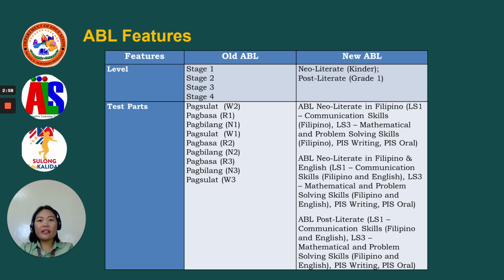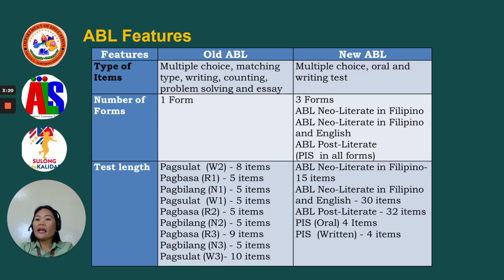For the test parts, the old ABL has 9 parts and the new ABL has 3: ABL neo-literate in Filipino, ABL neo-literate in Filipino and English, and ABL post-literate. Those are the 3 different test parts of the new ABL. For the types of items, the old ABL has multiple choice, matching type, writing, counting, problem solving, and the like. But for the new ABL, only multiple choice, oral, and writing tests.